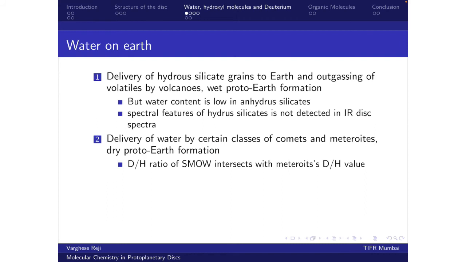Now let's talk about the water on the earth. There are primarily two reasons that can be used to explain how water is delivered on earth. The water is provided in one way by hydrosilicate. The argument against this is the low water content in hydrosilicates due to the low water content in anhydrous meteoritic silicate, and the non-detection of hydrosilicate spectral characteristics in infrared disk spectra.